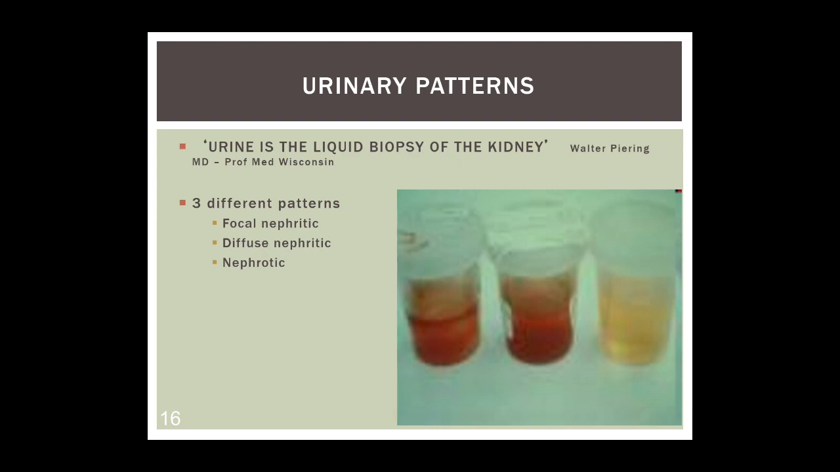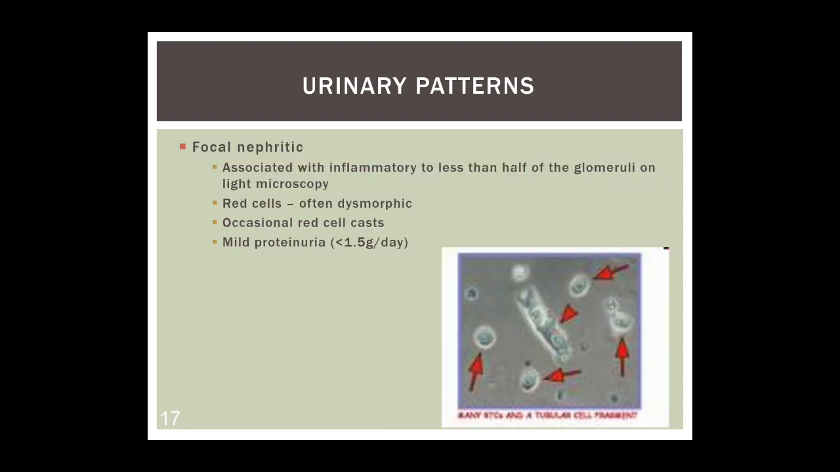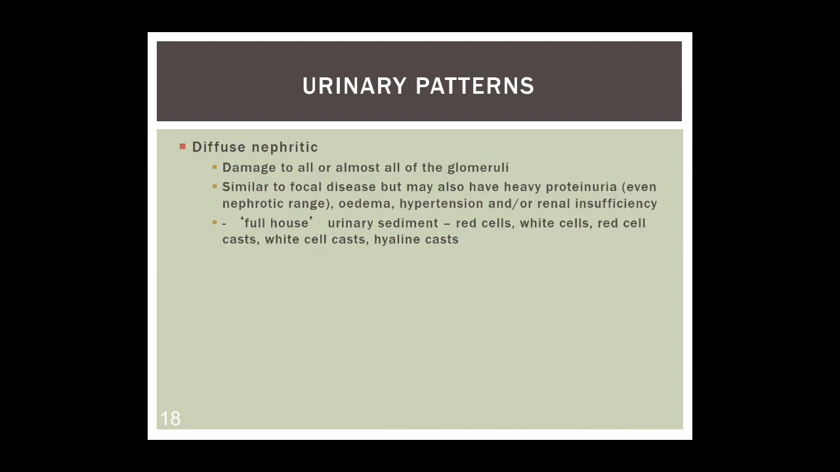Now you can have 3 different patterns of glomerulonephritis: a focal nephritic, a diffuse nephritic, and a nephrotic syndrome approach or occurrence of the illness. Focal nephritic patterns are associated with an inflammatory response in less than half of the glomeruli on light microscopy. Red cells are often dysmorphic. Occasional red cell casts and mild proteinuria may be there.